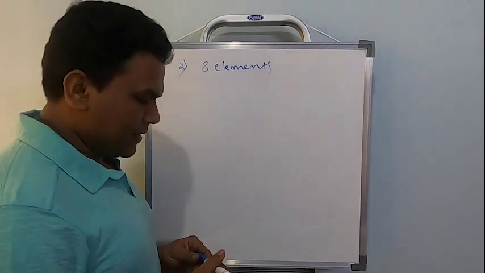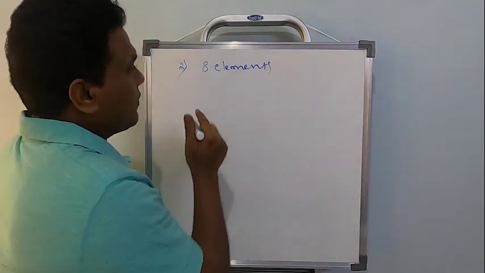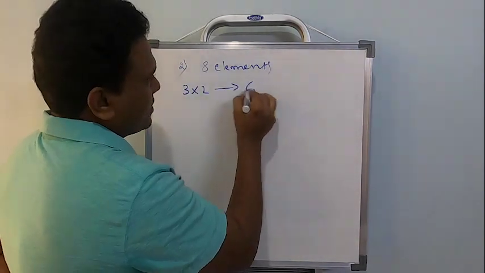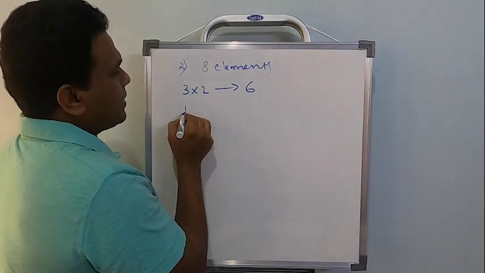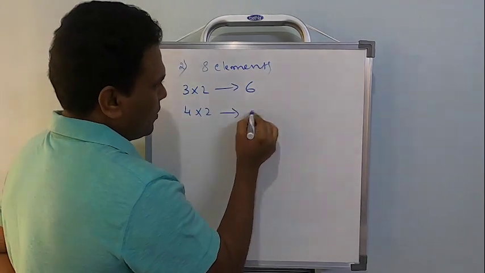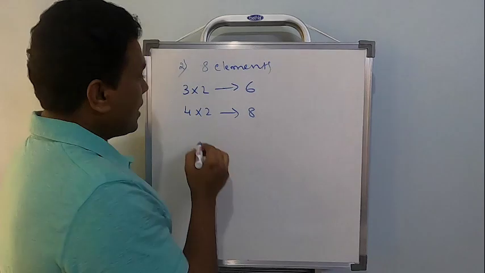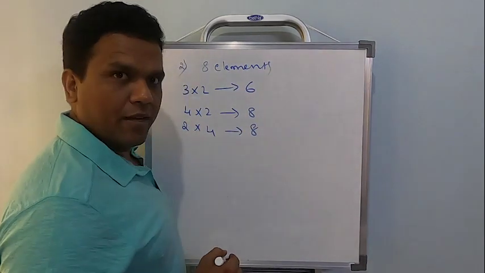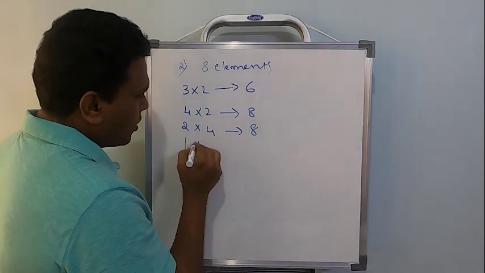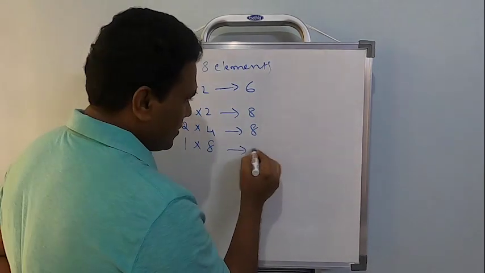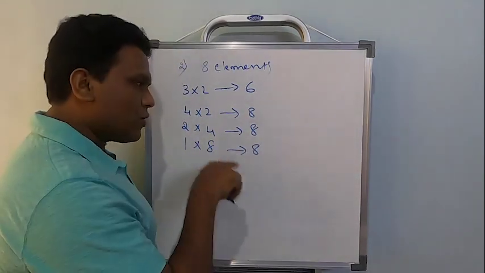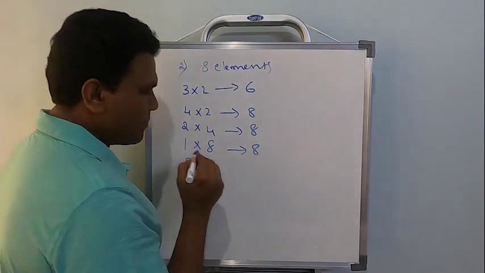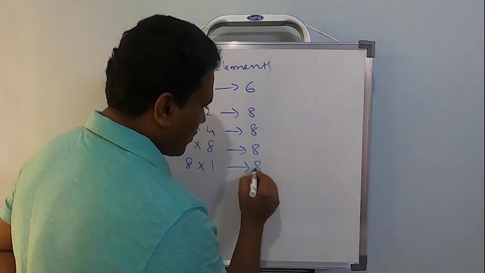See, it's something like this. Remember, if a matrix order is 3 by 2, the number of elements is going to be 6. If a matrix is 4 by 2, the number of elements is going to be 8. If a matrix is 2 by 4, then also the number of elements is going to be 8. If a matrix order is 1 by 8, then also the number of elements is going to be 8. If a matrix is 8 by 1, then also the number of elements is going to be 8.